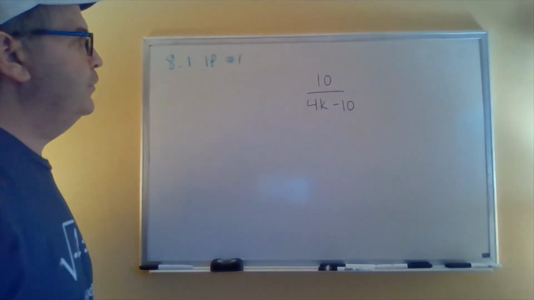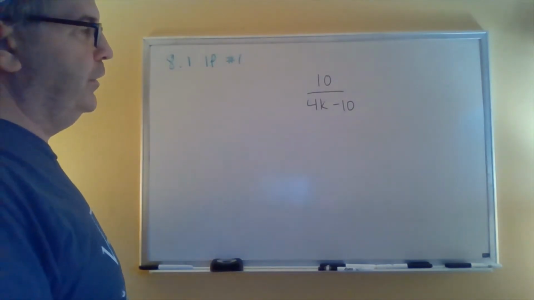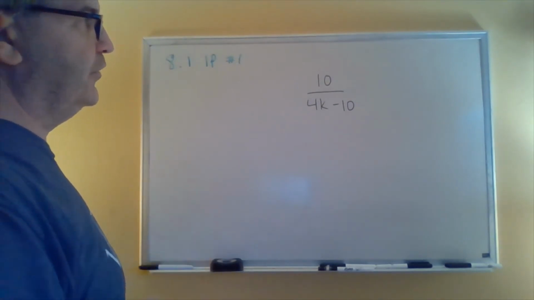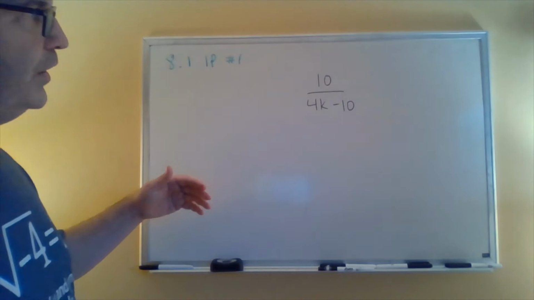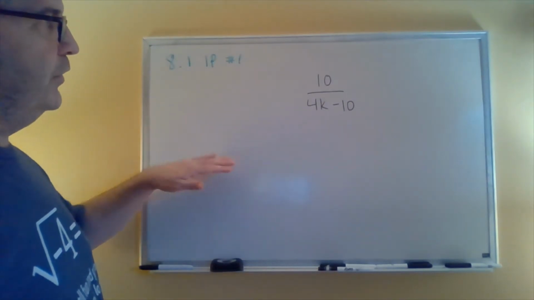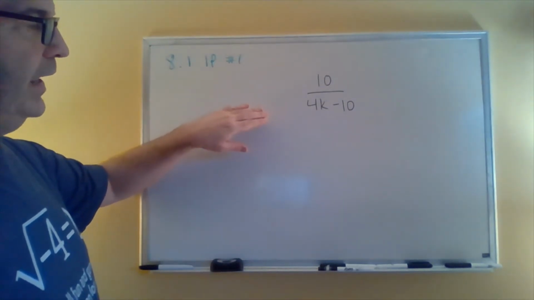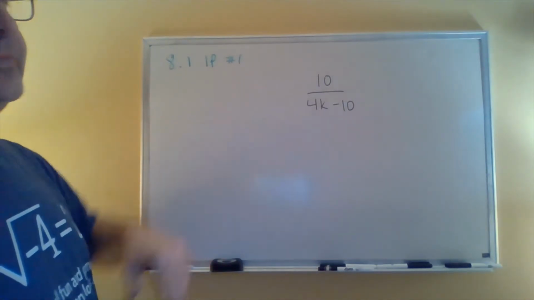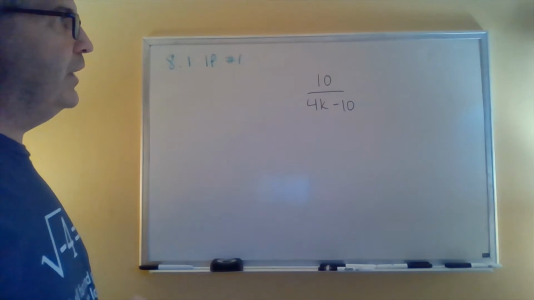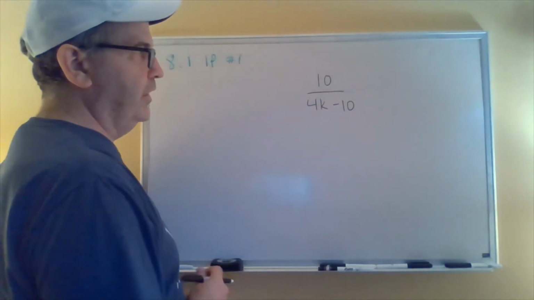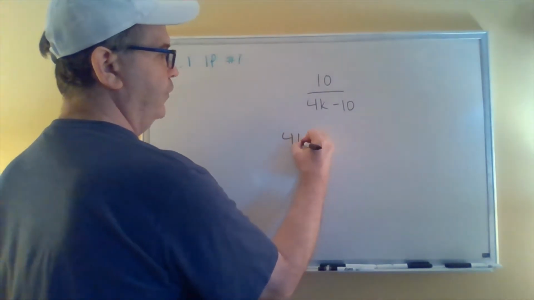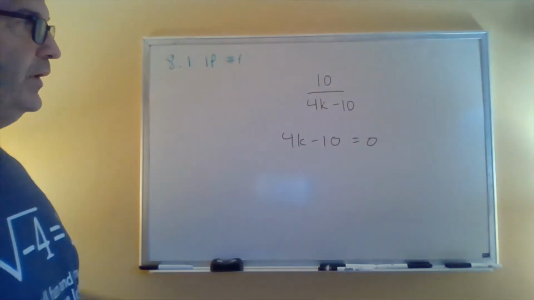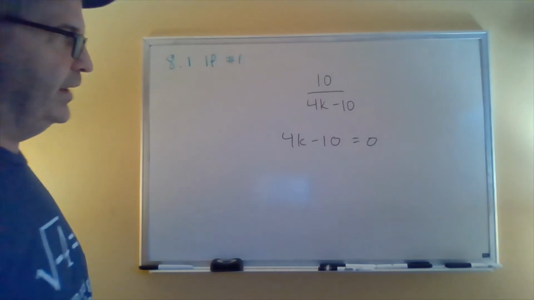Here's number 1. We are given the rational expression 10 over 4k minus 10 and asked to find any excluded values. When we're talking about excluded values, we're talking about any value that's going to make this fraction undefined. And how do we get an undefined fraction? That's when our denominator equals 0. So the simple way to find excluded values is just set our denominator equal to 0. So we'll have 4k minus 10 equals 0. And now we just need to solve for k to find out what that excluded value is going to be.